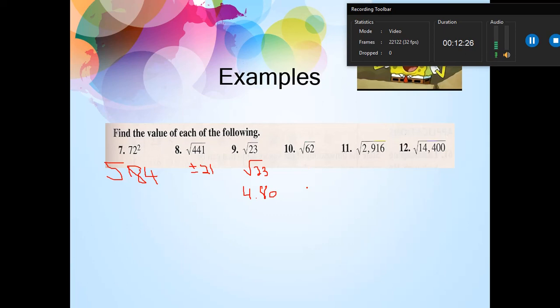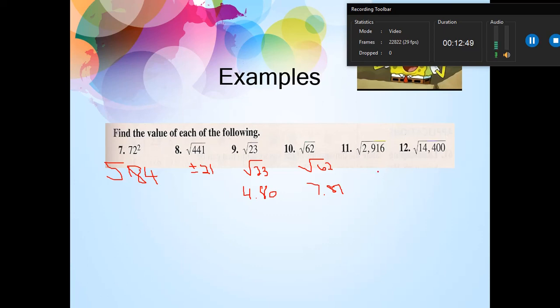The square root of 62. This doesn't divide by 4. It's not a perfect square, so we could leave it as the square root of 62. If you choose to do a decimal approximation, it's 7 point, and I'm going to round this 87. Make sure you round according to their directions.